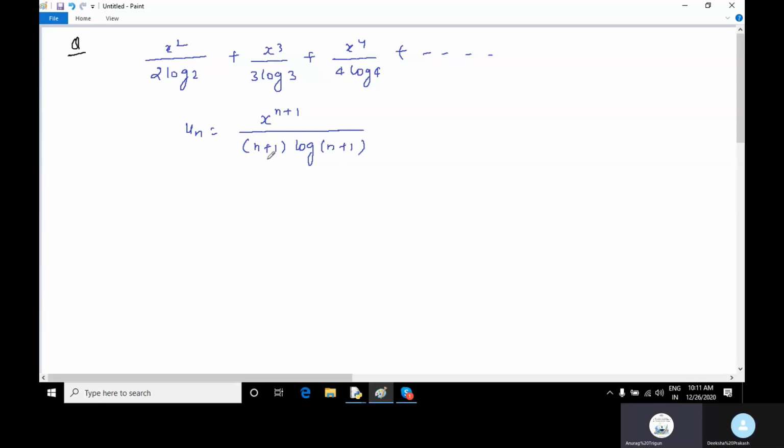Good. Okay, because if you put it here, there's 3 here, so 3 plus 1 is 4, and 3 plus 1, 4, log of 4. Okay, correct.